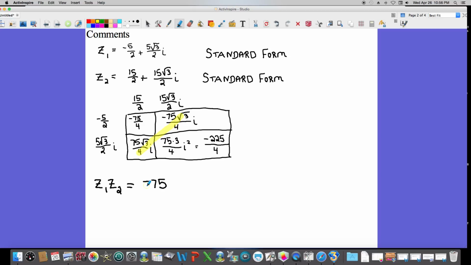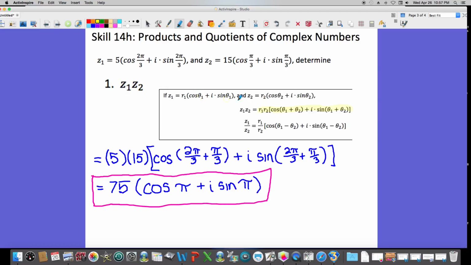This is not how the directions, or how we intended you to multiply these two complex numbers together. Let's do it the way that this homework assignment intends for us to do it, and that's to use this formula. If I have this Z1, let's identify that the R1 value is 5, and for this other complex number, the R2 value is 15. And 5 times 15 is 75.